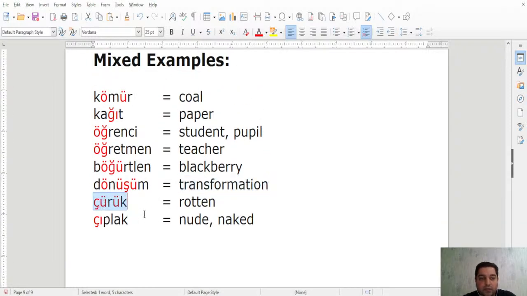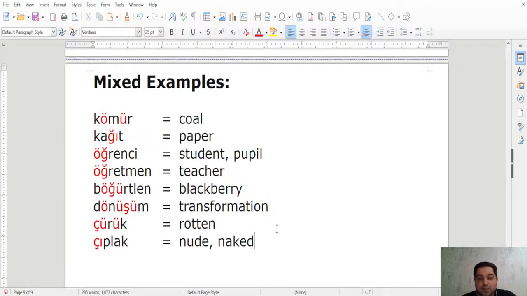Then we have çürük. We have three letters here: Ç, Ü, and Ü, right? Çürük means rotten. And the last example is çıplak, which is nude or naked. We have Ç and I here together side by side, which is çıplak. Not kıplak, whatever it is, but çıplak. So these are basically the examples.